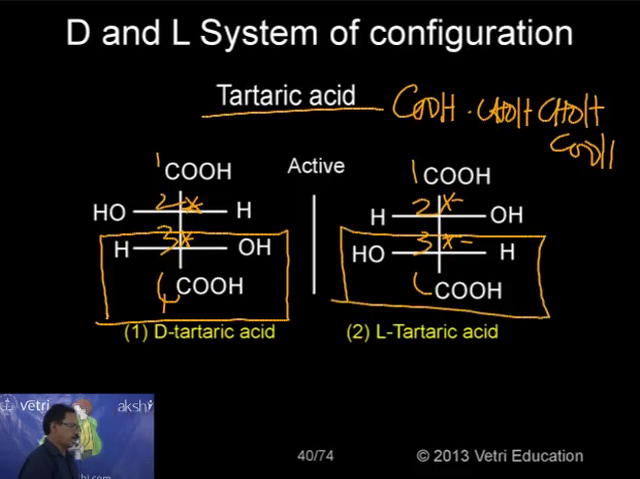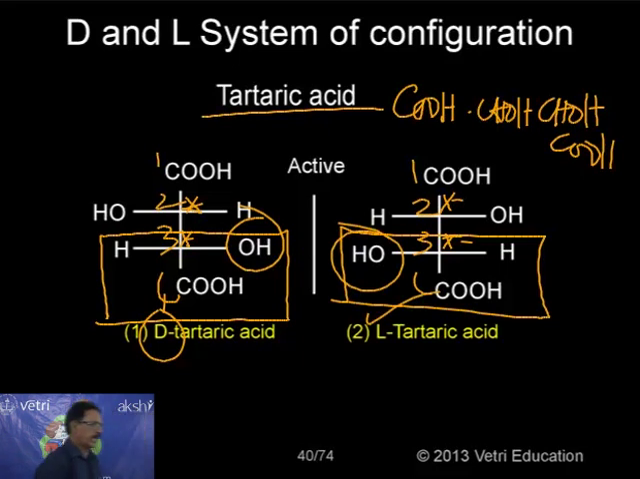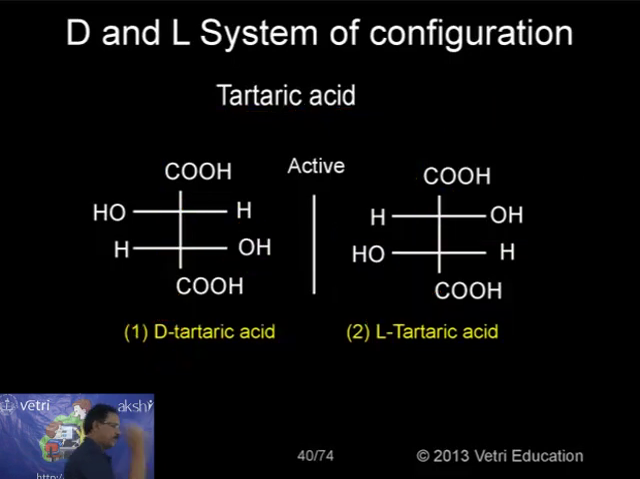On the left hand side, I am using D because OH is on the right side. The more electronegative atom O along with H is present on the right hand side, whereas here it is present on the left hand side, so I am using L. For this optically active tartaric acid, I will call the left side structure D-tartaric acid and the right side structure L-tartaric acid. That is, structure 1 is D-tartaric acid and structure 2 is L-tartaric acid. This is the important information.